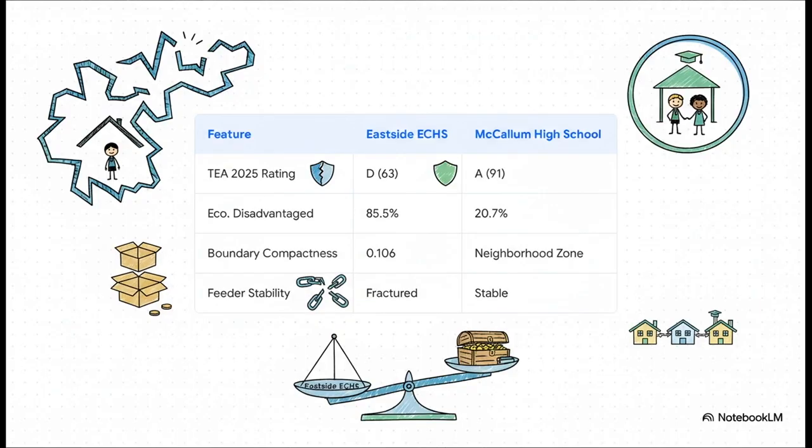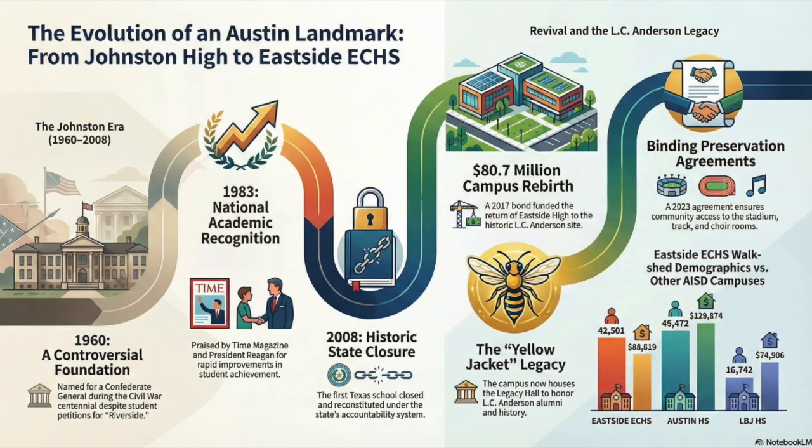So put it all together. Compare Eastside with McCallum, the school that inherited a large portion of Eastside's natural attendance zone decades ago. Eastside serves an overwhelmingly low-income population, has a gerrymandered boundary, lacks a stable feeder pattern, and does not even control all of its own facilities. McCallum serves a much more affluent population and benefits from a compact, stable map. At that point, the outcomes are not mysterious.